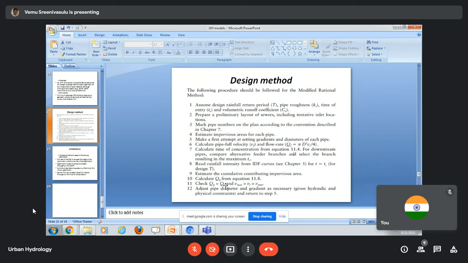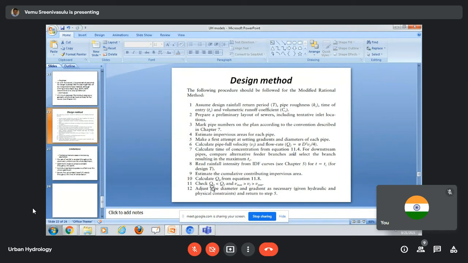Yes, sir. This point? Okay. Now how do you calculate the QP? QP can be calculated using the rational method. So what is the formula? Q is equal to CIA, right? What is A? A is the area of the subcatchment, so that you can calculate A. What is I? I is the intensity.